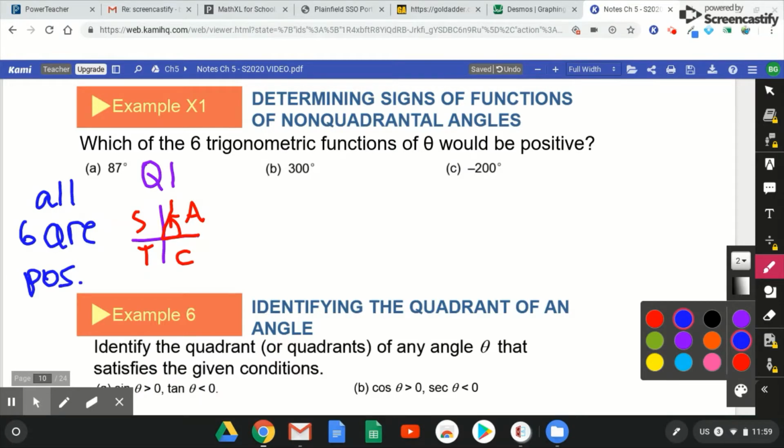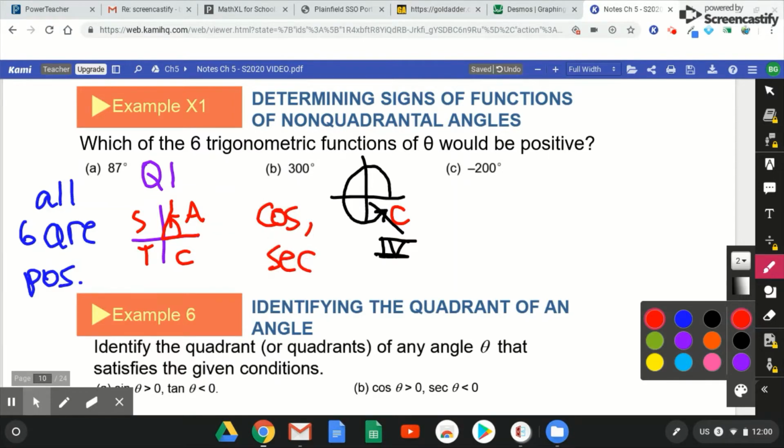So that means sine 87 degrees is positive. Cosine 87 degrees is positive. That kind of thing like that. 300 degrees. You really want to picture where that is. 300 degrees is going to put me down in the 4th quadrant. So again, if you think about all students take calculus, that would tell you that cosine and its partner, secant, are positive.